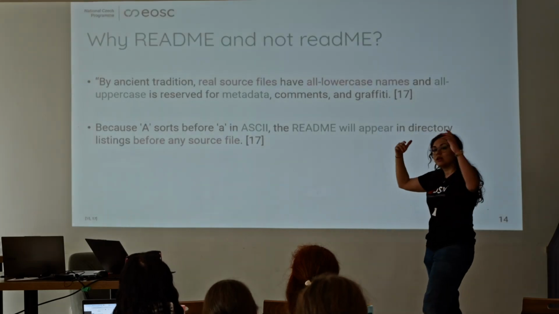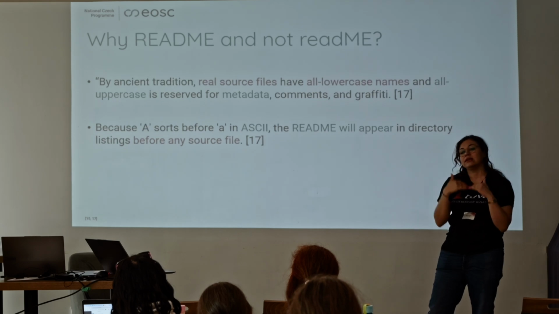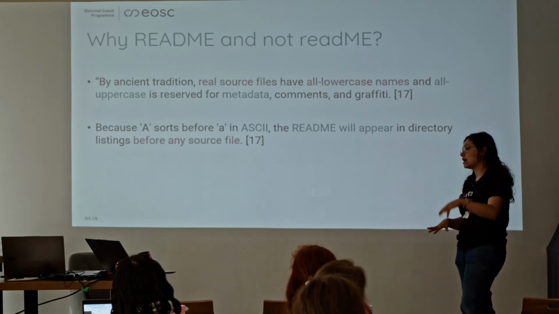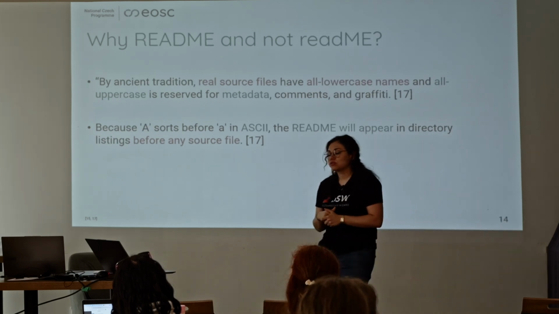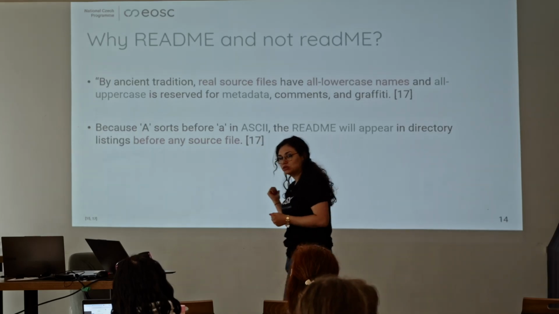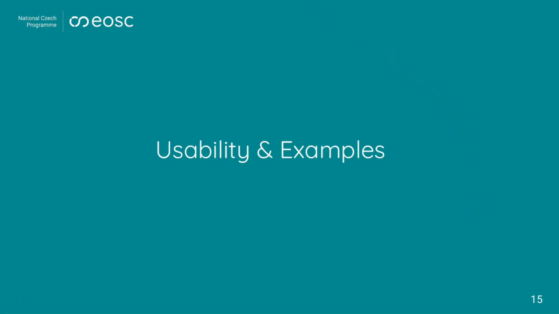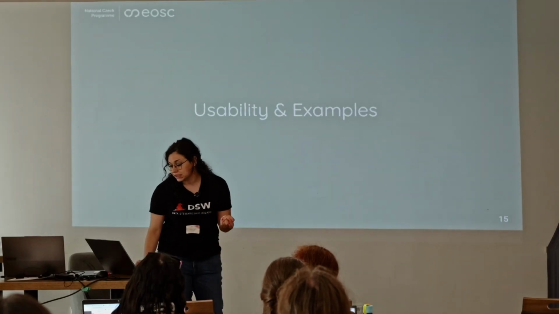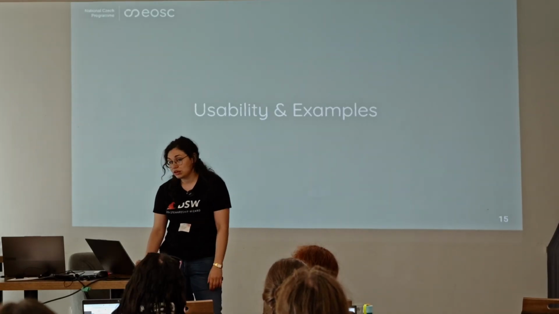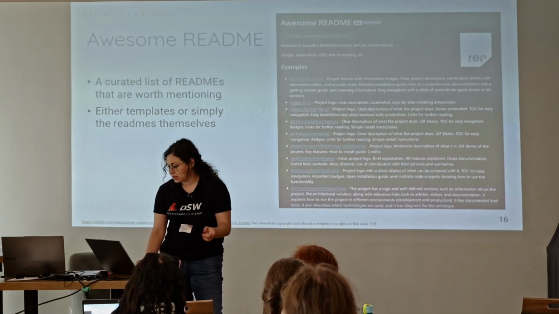So any capital lettered documents would be sorted on top, and any lowercase would be sorted after. So usually any script or any executable file will be with lowercase names, while any documentation would be with capital letters. So, usability and examples, and I hope afterwards you can check the list of references, because there is a huge amount of Readme templates, Readme examples, and everything like that.